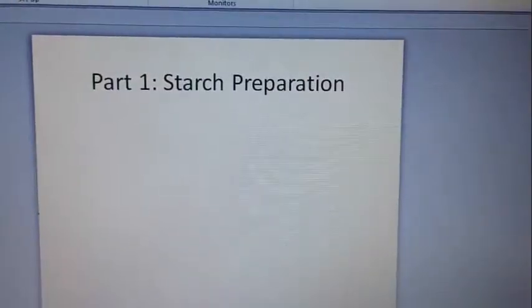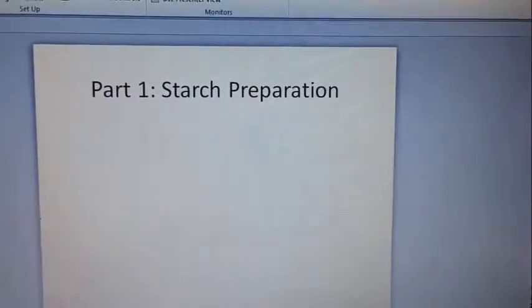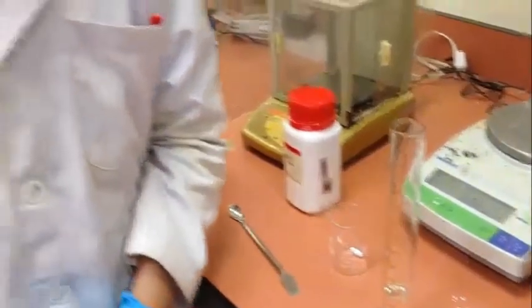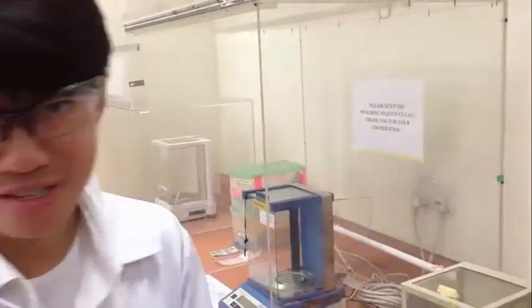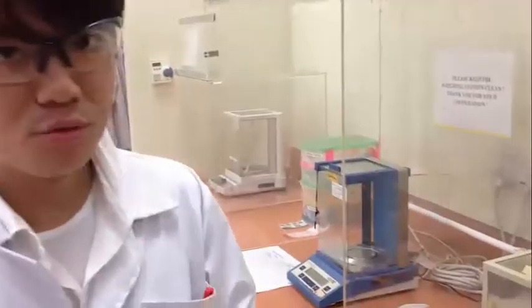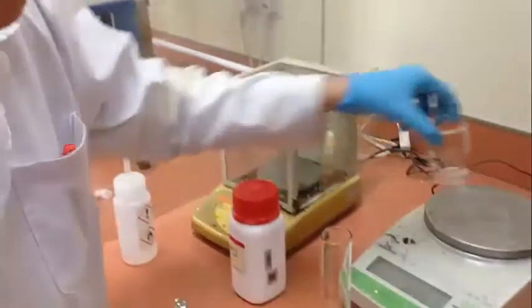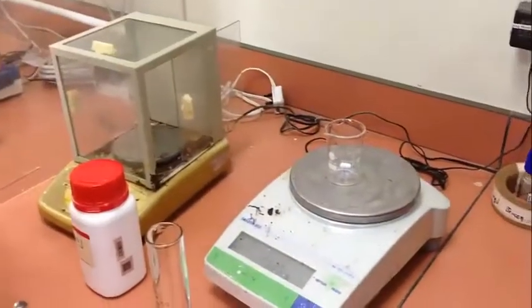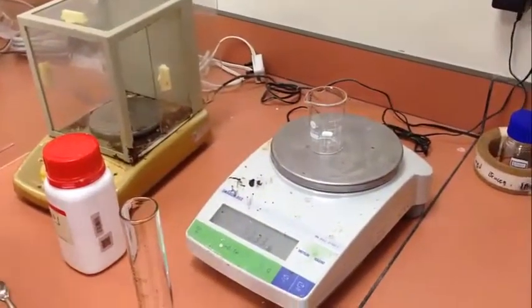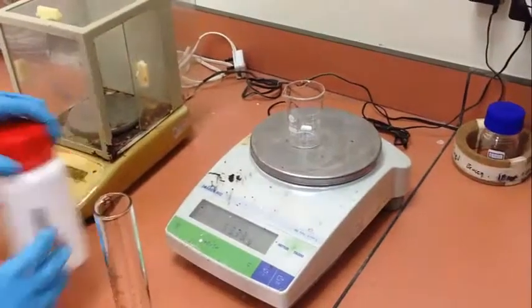Part 1. Starch preparation. Good afternoon to everyone. Today I will be performing alpha amylase inhibition of Dracoflavan B. The first step is to prepare starch. How we prepare the starch is we first weigh about 0.5 grams of starch into these beakers.